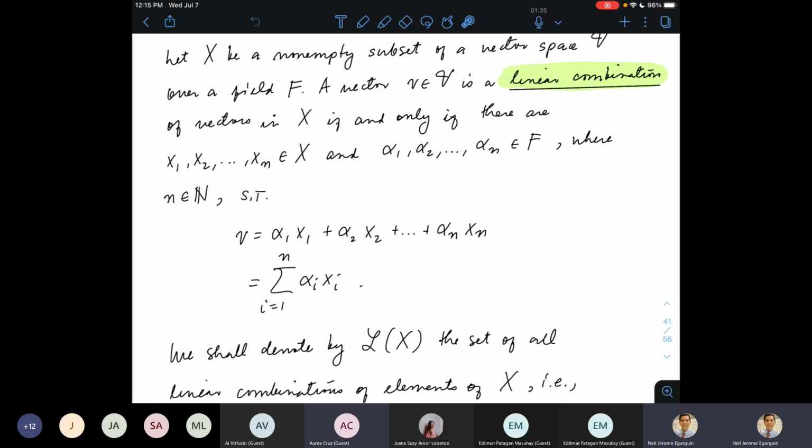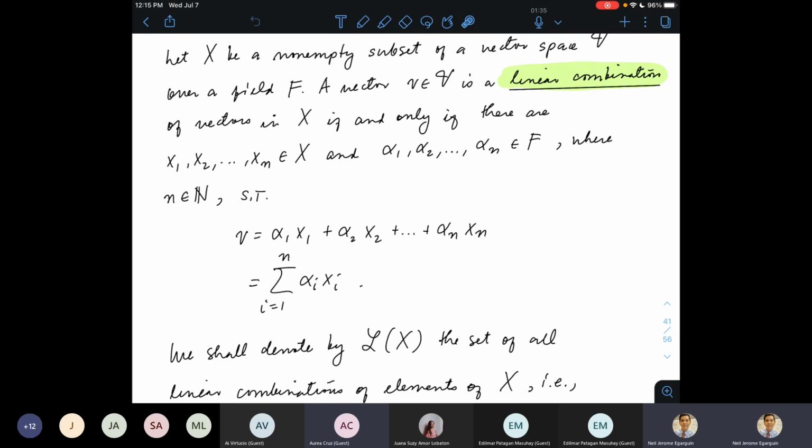Pero depende yon sa set X. Kung ang set X ko ay curly V, then yeah, of course, by default, any vector can be written as a linear combination of elements of V. Pero pag maliit masyado yung vector X, then posibleng hindi natin siya magawa. Right. Yes, a follow-up question, Ma'am Au?